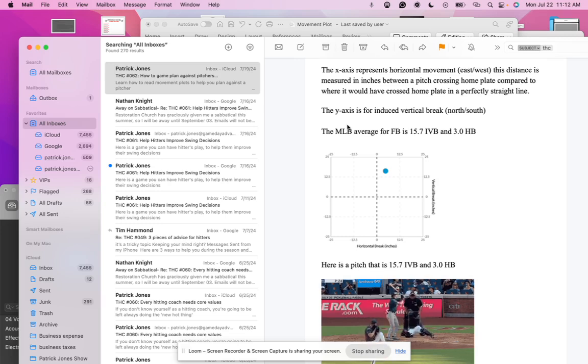And so what these numbers do is help individualize it for each hitter. If I know what 20 inches of vertical break looks like for me personally, then it doesn't necessarily matter how anybody else perceives it, because I just know what it's like for me. That's what this helps individualize for each hitter.